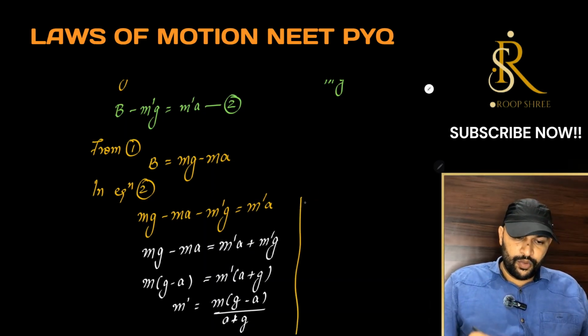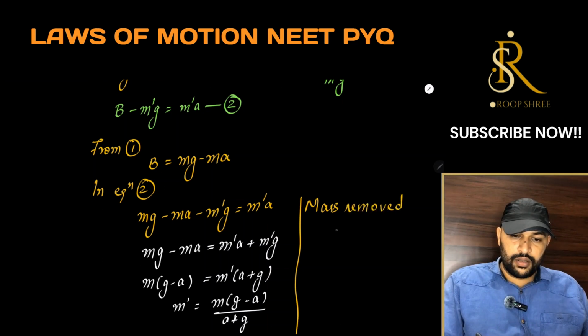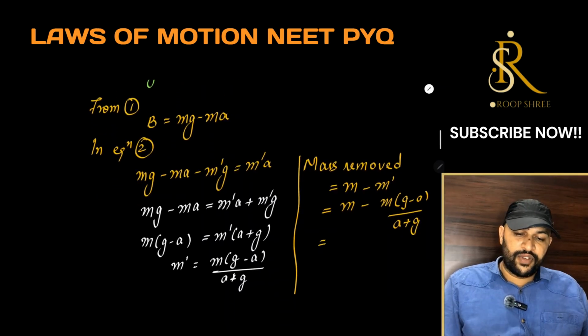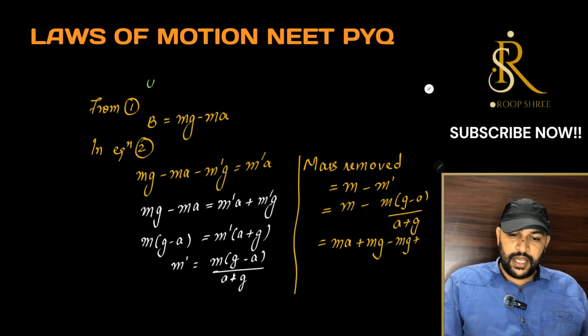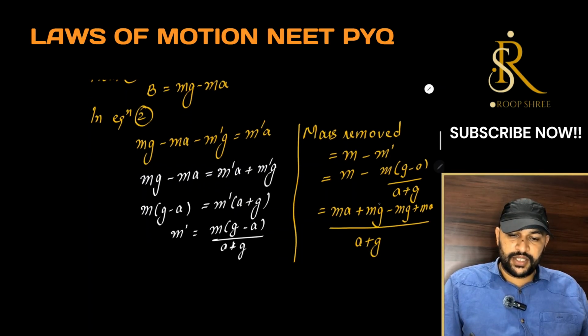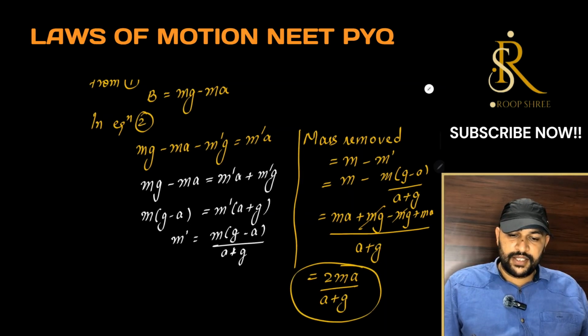So the mass which is removed will be, let me write here, mass removed. That will be equal to the previous mass minus the new mass. So m minus m(g minus a) divided by (a plus g). Let's simplify it. Cross multiplying this will give us ma plus mg minus mg plus ma, whole divided by a plus g, or g plus a, whatever you want to call it. Let's cancel out mg with mg, and you are left with twice of ma divided by (a plus g). This is the mass which we have to remove.